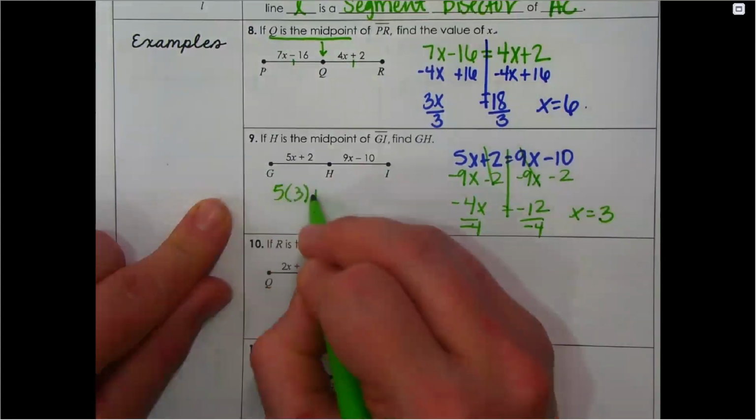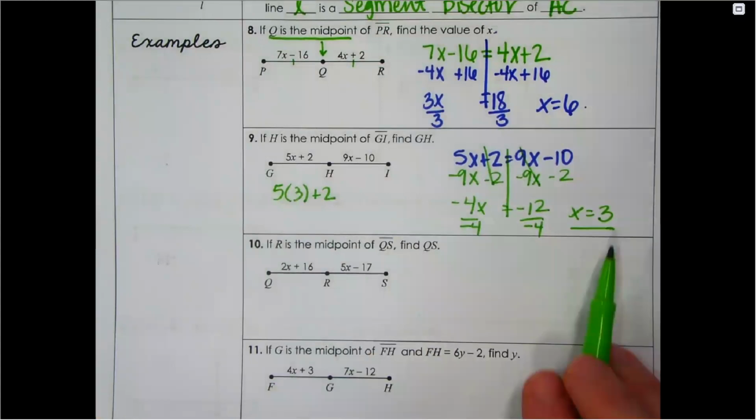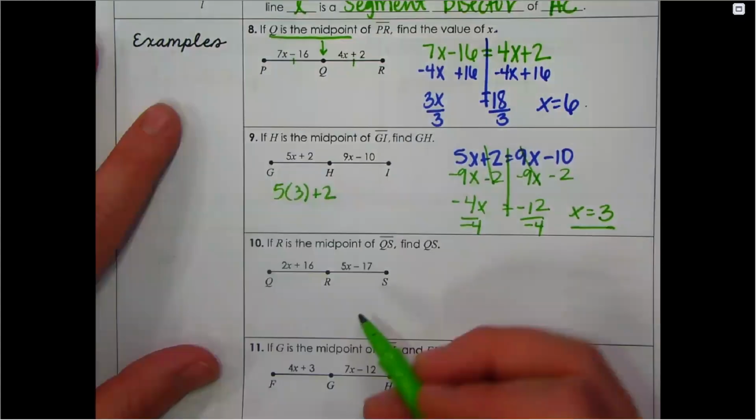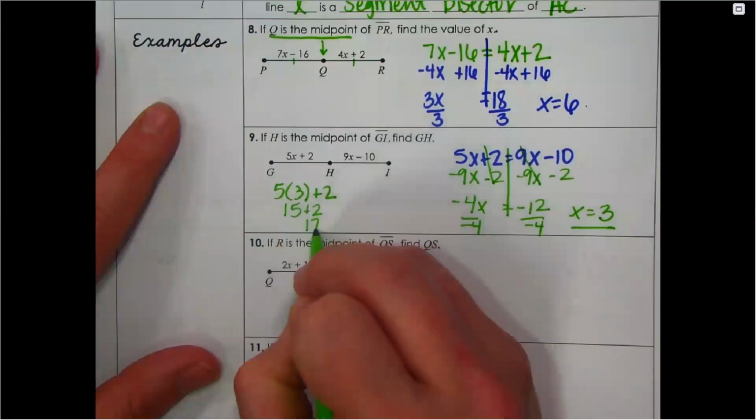So you can see I got 3 as my x. Did you get 3 as your x? Now that I have my x, I plug it back into the GH expression, which is going to be 15 plus 2, which is 17. So the distance between GH is 17.